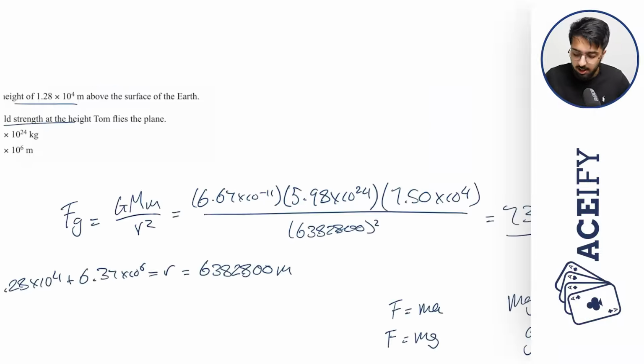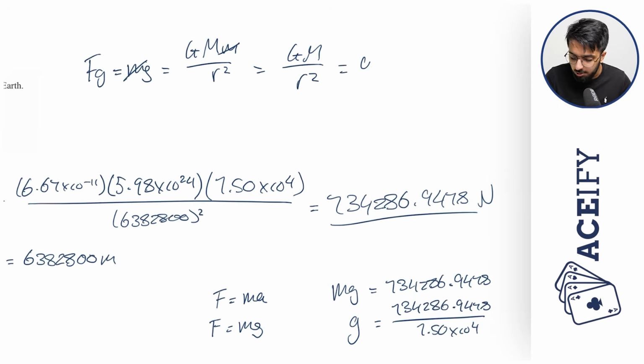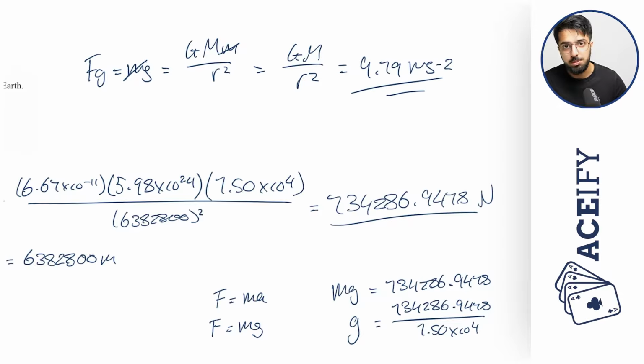Now, some of you keen-eyed individuals would have just said that Fg is equal to mg, and that's equal to G, big mass, little mass, all over r squared, and just cancelled out these m's, and we would have G, big mass, all over r squared, and that would give you 9.79 meters per second squared straight away, and you would be correct if you did that. So that's a little shortcut that you can do.